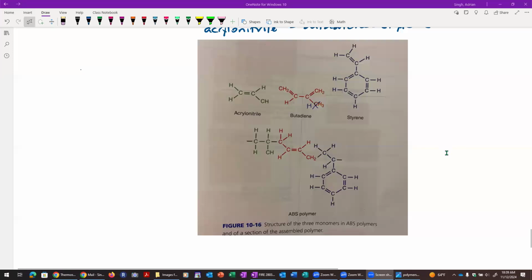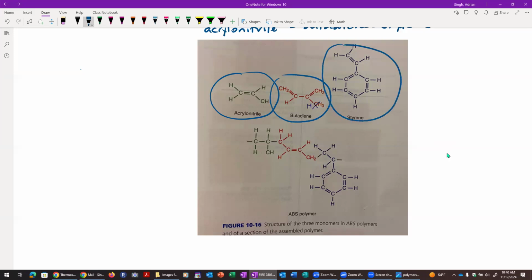All right, so here we have the structures of the 3 monomers that we find in ABS. So we have acrylonitrile, which is this one here. We have butadiene, which is this, and then we have styrene, which is this one. Right, so all of these 3 linked together. You can see them sort of color-coded in our section here of that polymer. All 3 of them are linked to each other. And that ABS polymer itself has different properties compared to each of the individual monomers on their own.